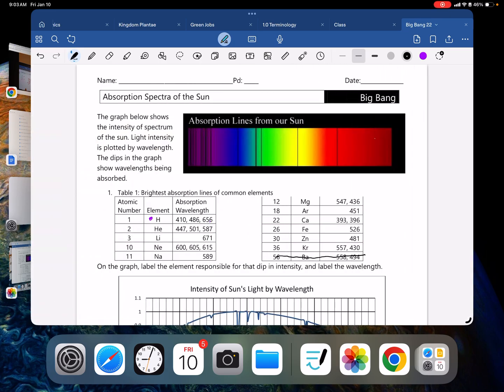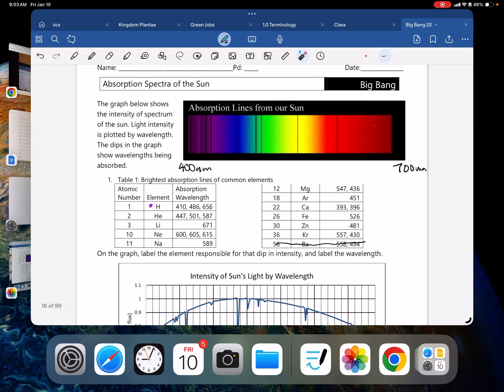One thing to point out: remember, our visible light is between the parameters of 400 nanometers and 700 nanometers. So if you look at all of our numbers here, they're all within that spectrum. So have fun with your absorption of the spectra of the sun, and I'll see you guys tomorrow.